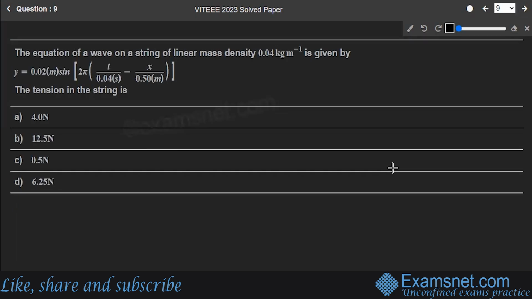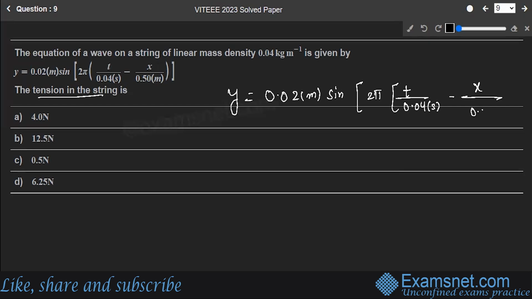It says the equation of a wave on a string of linear mass density 0.04 kg per meter is given by this. Let's write down the equation. You have to find out the tension in the string. You are given the equation y is equal to 0.02 m sine 2 pi (t upon 0.04 in seconds minus x upon 0.50 in meters).